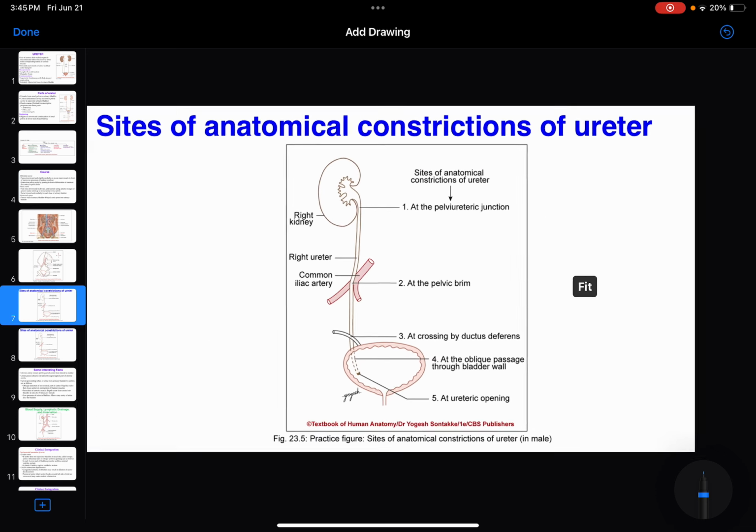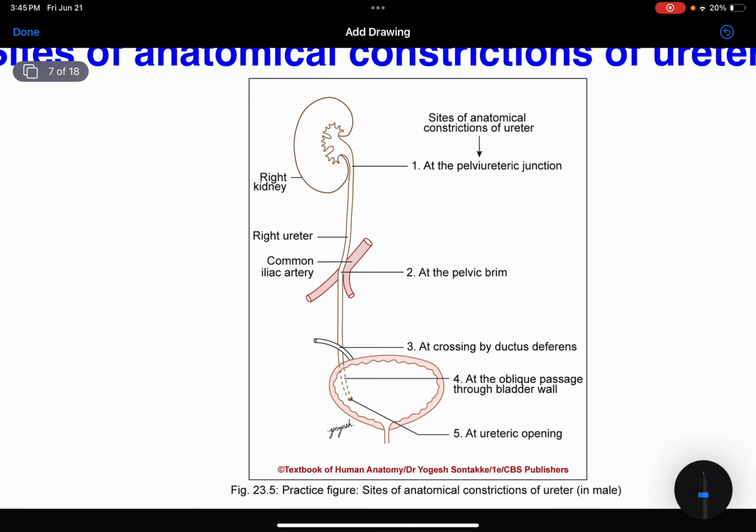So you can see the various constrictions here. So first constriction will be at the pelviureteric junction. So where the pelvis is continuing as the ureter, this is the first site of constriction. Then second constriction is when it enters the greater pelvis, that is at the pelvic brim. Then third constriction is inside the pelvis, lesser pelvis, it is crossed by the ductus deferens or vas deferens. So this is the third constriction.